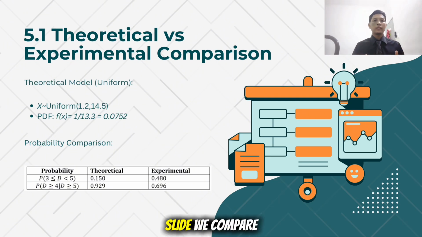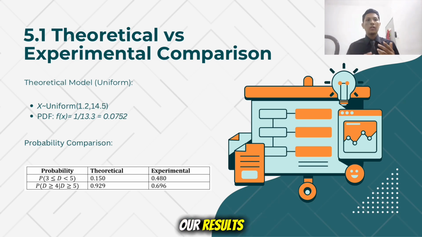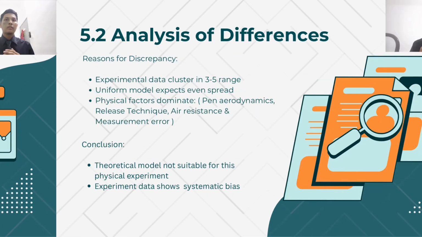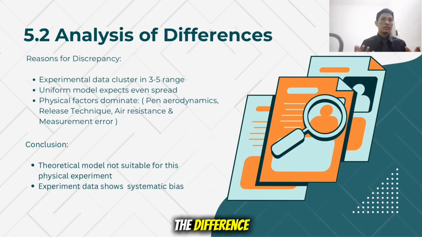Now for this slide, we compared our results with the uniform distribution model, the theoretical model, which predicts only 50% probability for the 3 to 5 cm range, but we observed 48%. Next slide, why the difference?